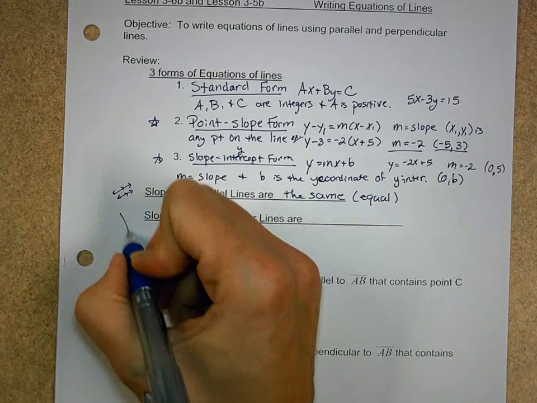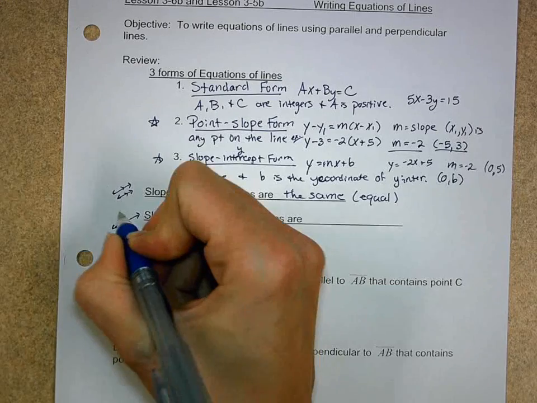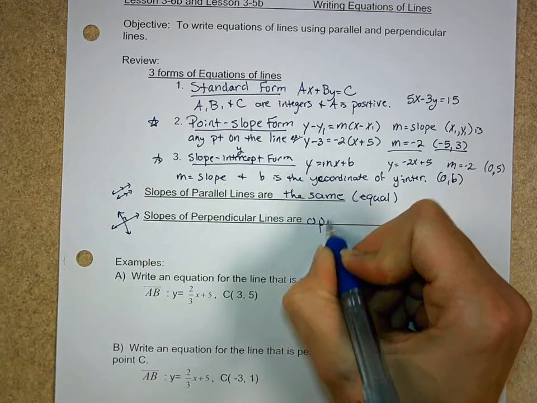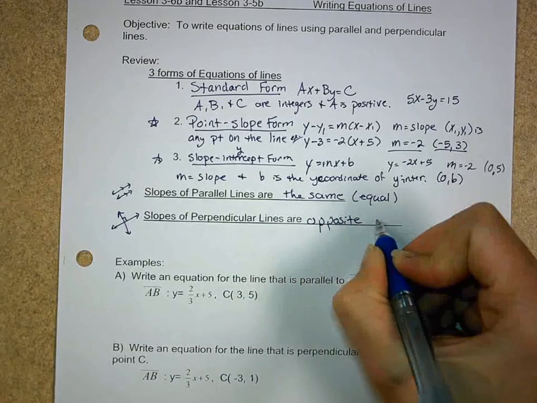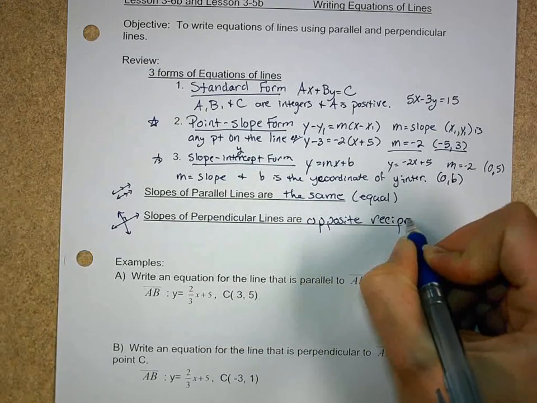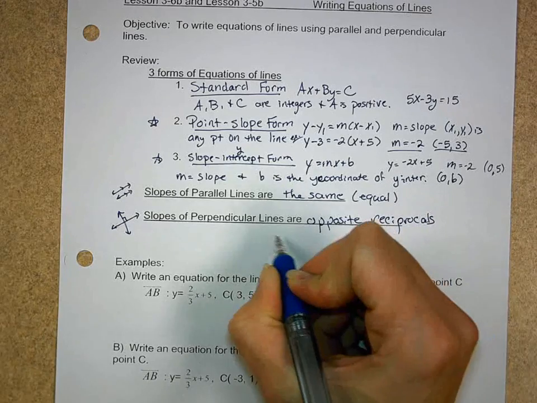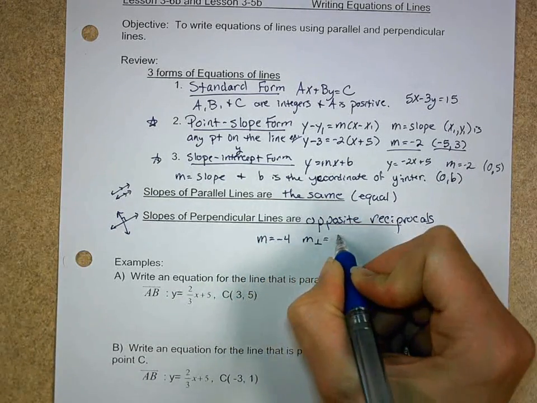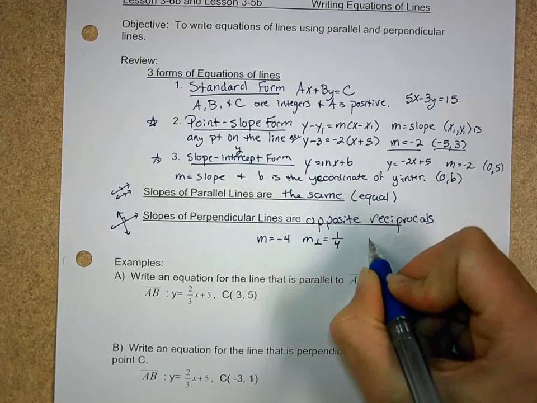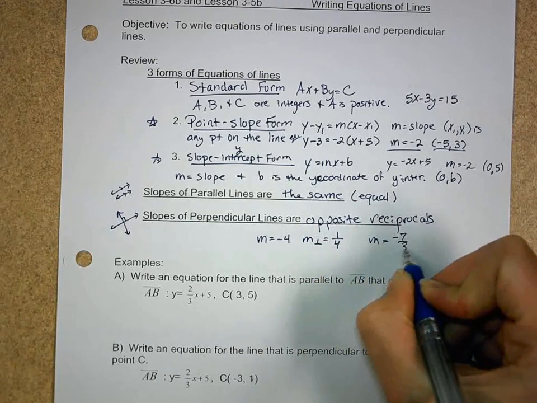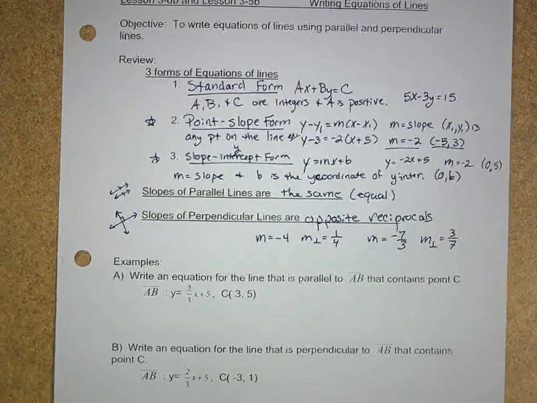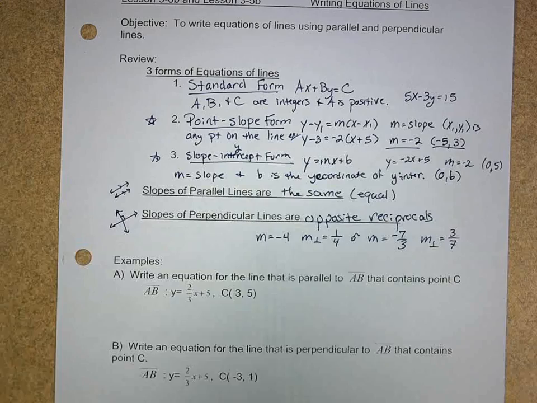Slopes of perpendicular lines. Remember, vertical and horizontal lines are also perpendicular. They are opposite reciprocals. Some examples of this would be like, if my slope is a negative 4, my opposite reciprocal would be a positive 1/4. Or if my slope is a negative 7/3, my opposite reciprocal is a positive 3/7. So those are just some examples of perpendicular line slopes.